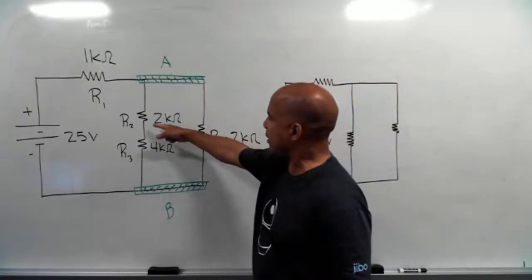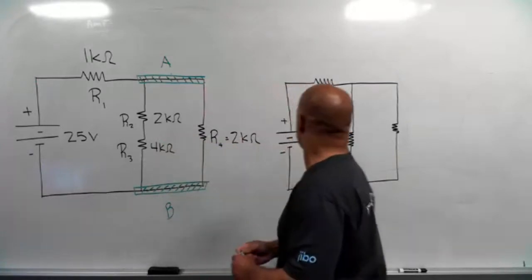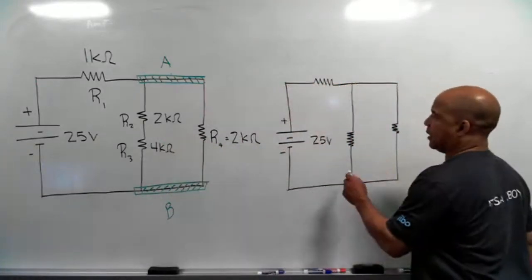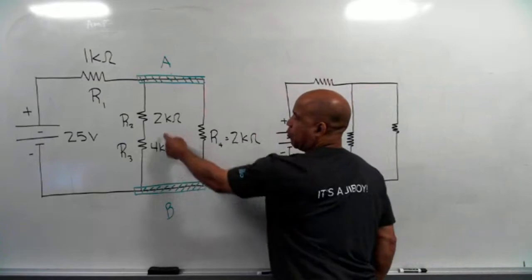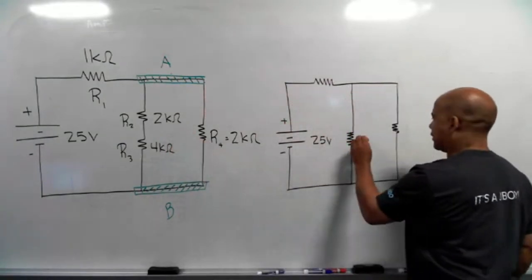I'm just going to combine R2 and R3. During series, I'm going to combine those 2 into this one. And during series, total branch resistance here would be 4 and 2, which is 6. So this is 6.